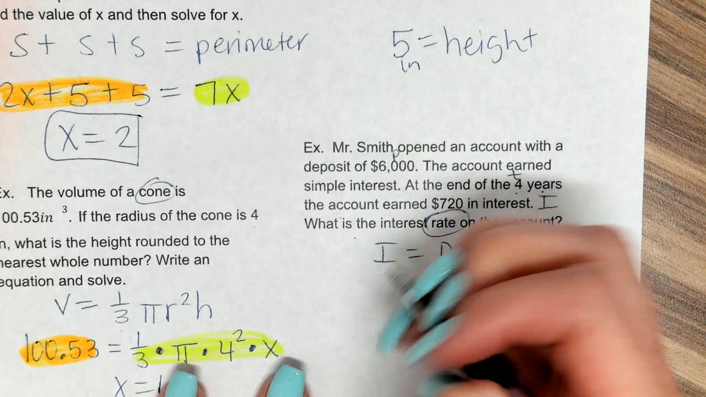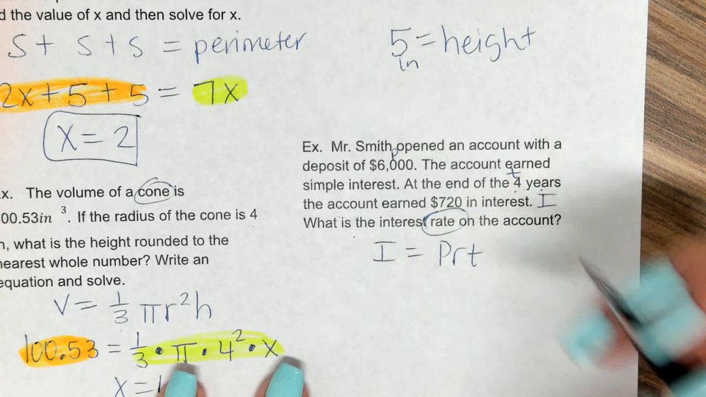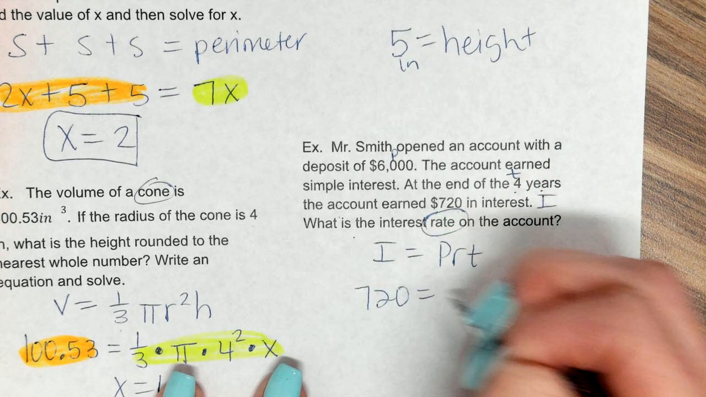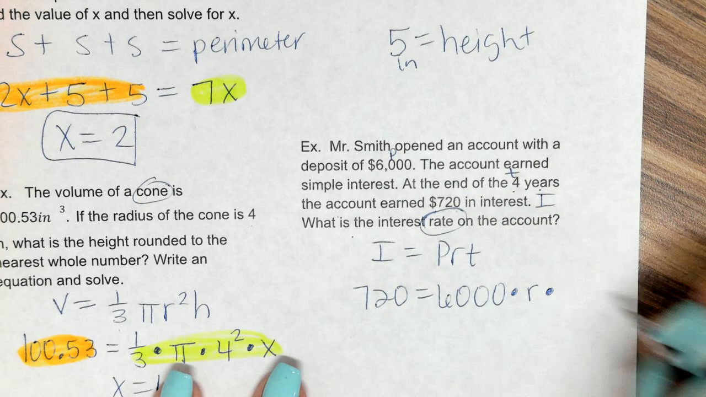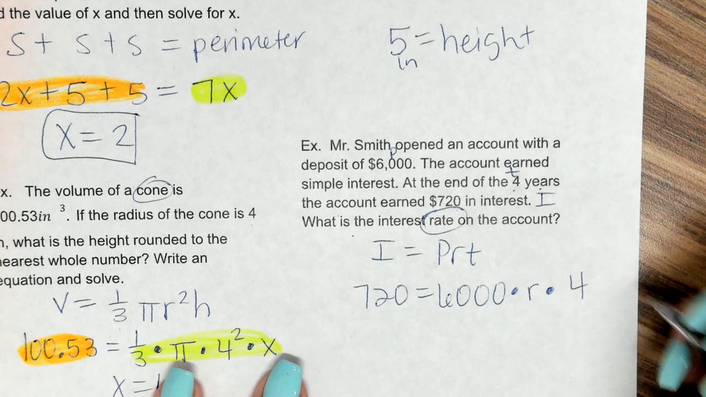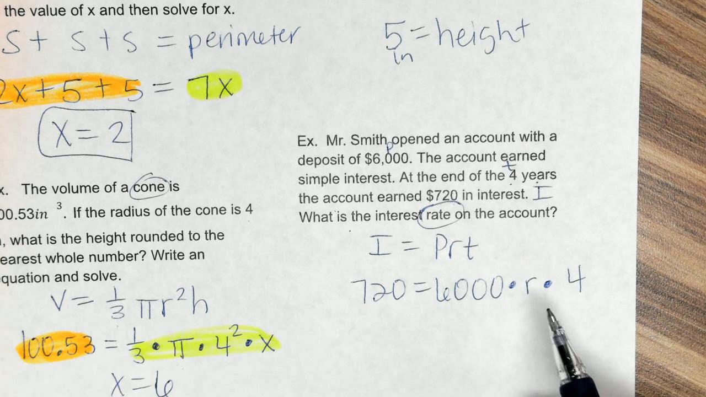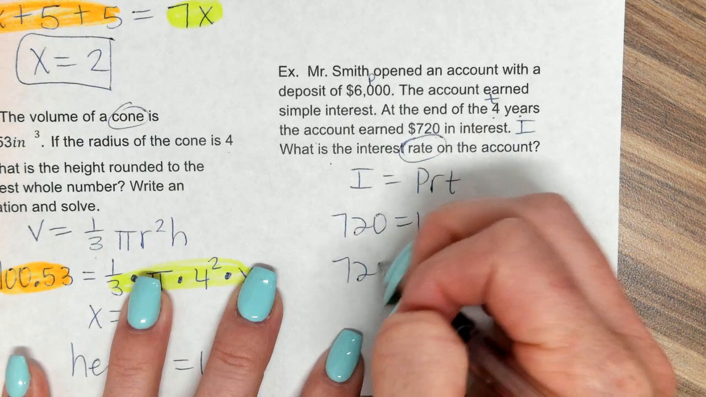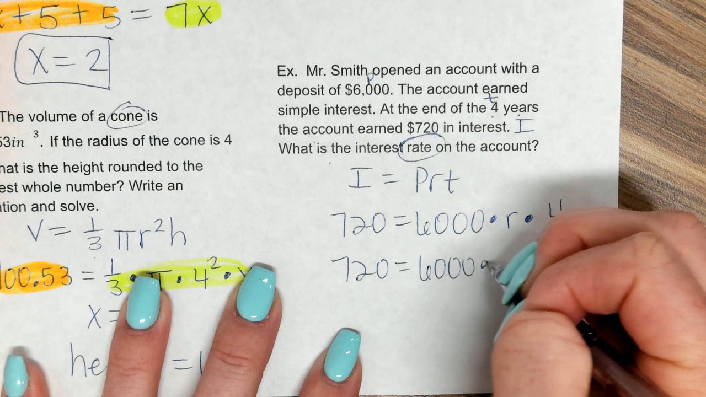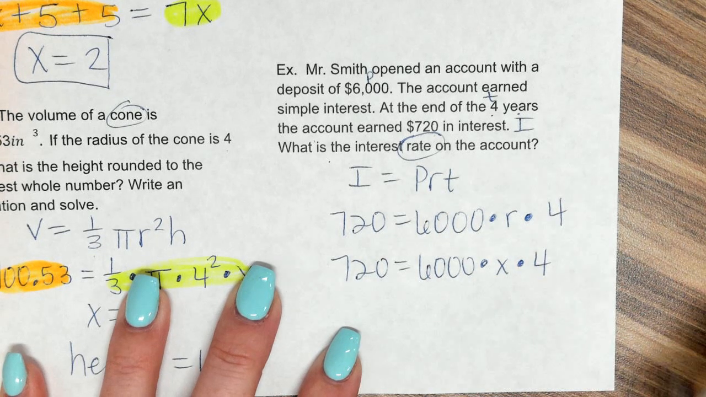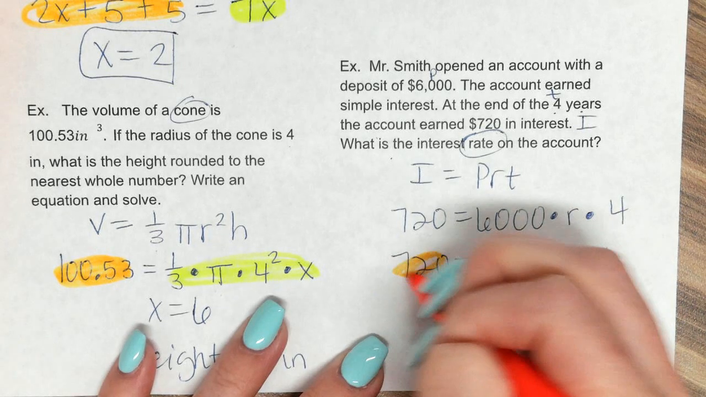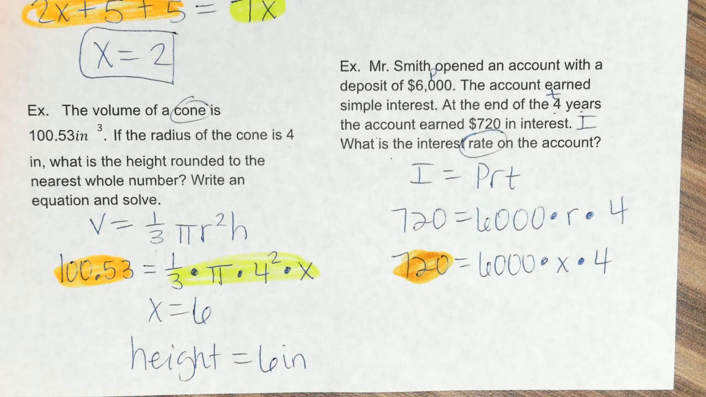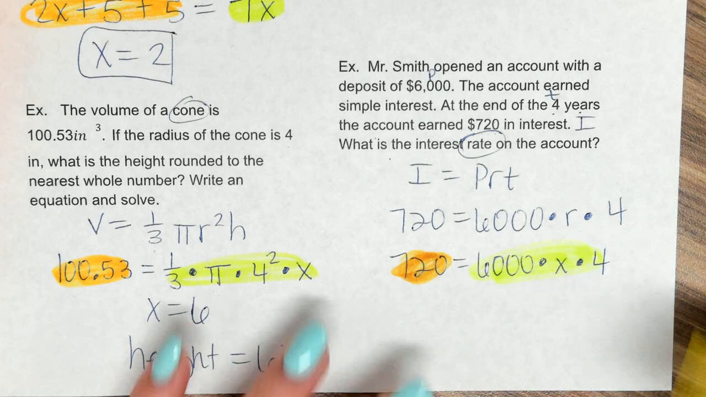So I'm going to plug in 720 for the I, 6,000 for the P. I don't know the R, and the T is 4. So what am I going to call the R if I don't know it? X. So I say 720 equals 6,000 times X times 4. I can now put this side in Y1 and this side in Y2.